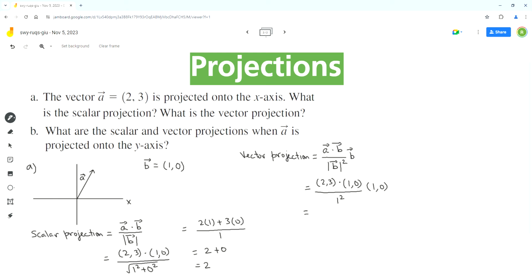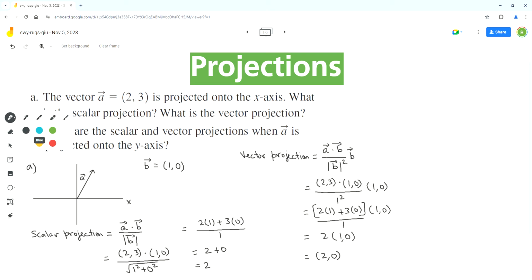Now we can do the dot product in the numerator. So 2 times 1 and 3 times 0. So in the numerator, we just get 2 times 1, 0. So we have to do scalar multiplication here. So we get 2, 0. So this is the vector projection of vector A on the x-axis.